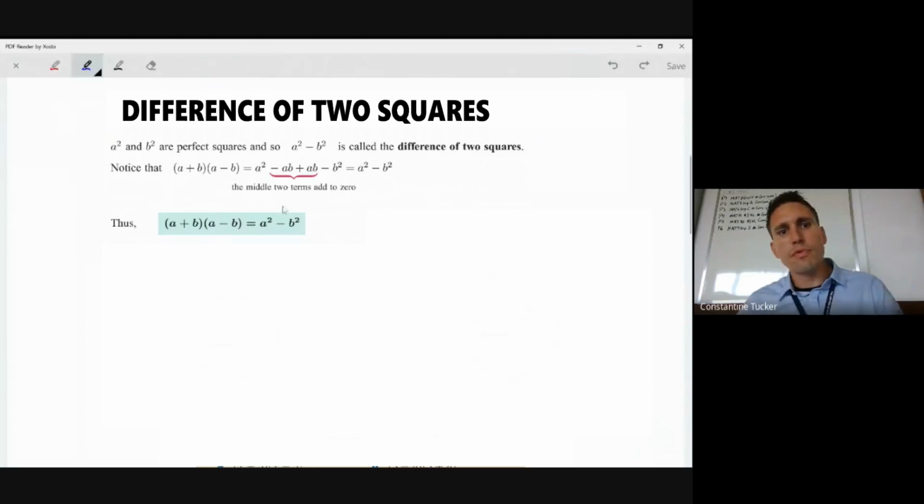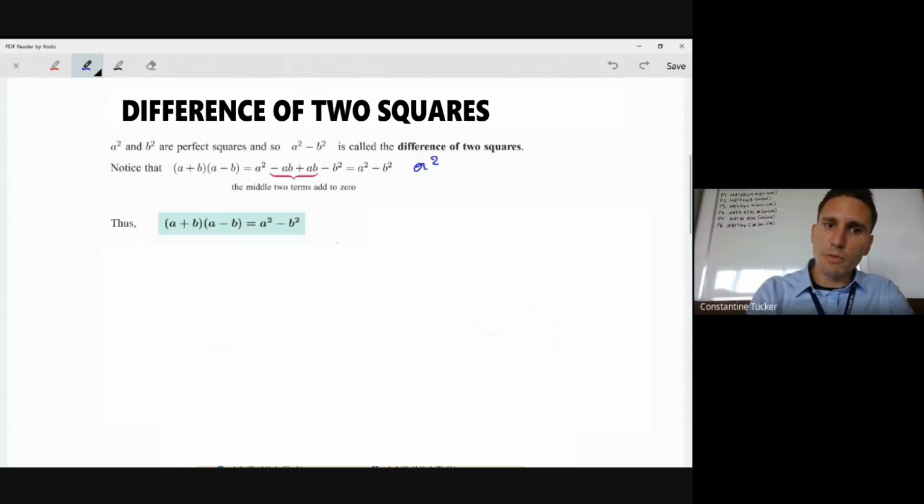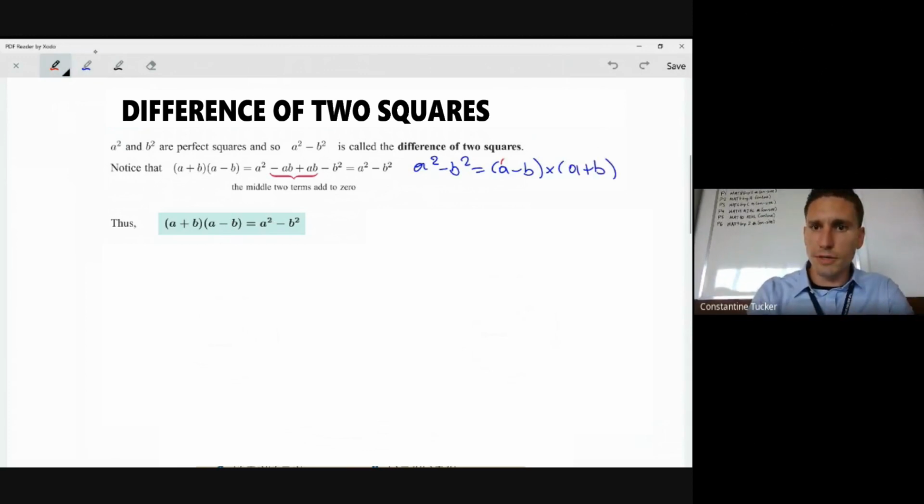So the proof is up here, but I'm happy to write it down for you as well, step by step. So a squared minus b squared is equal to a minus b times a plus b. Well, let's expand our double brackets here just to see what we actually get from this expansion and why this simplifies down to a squared minus b squared.